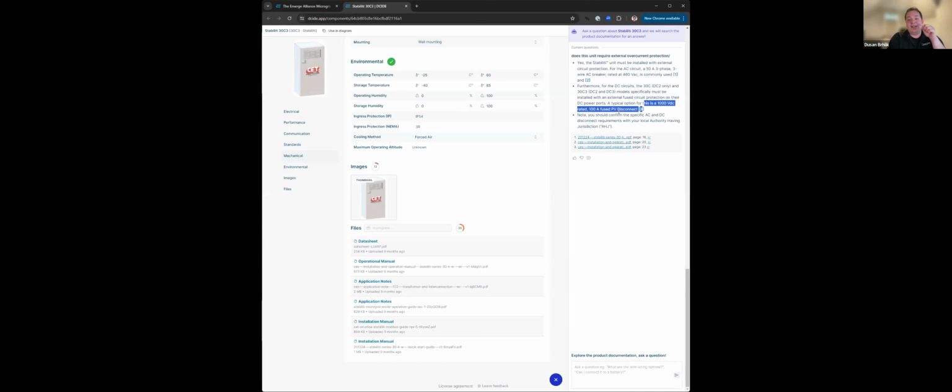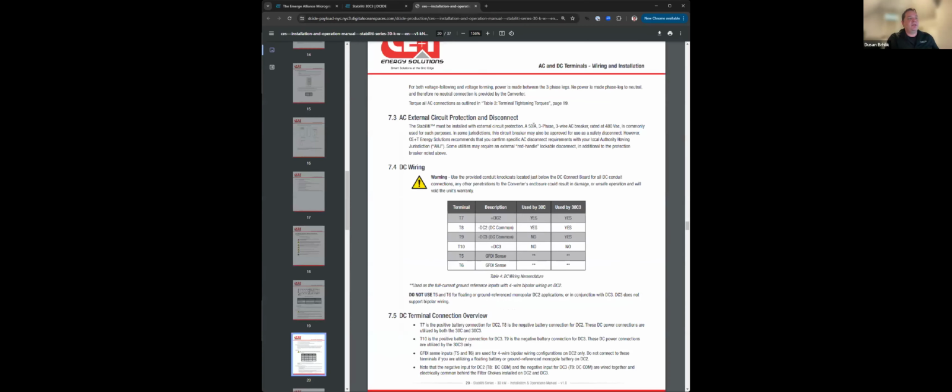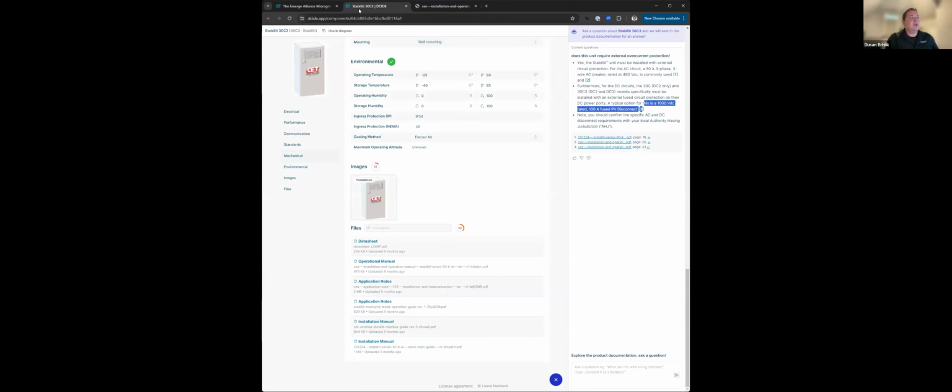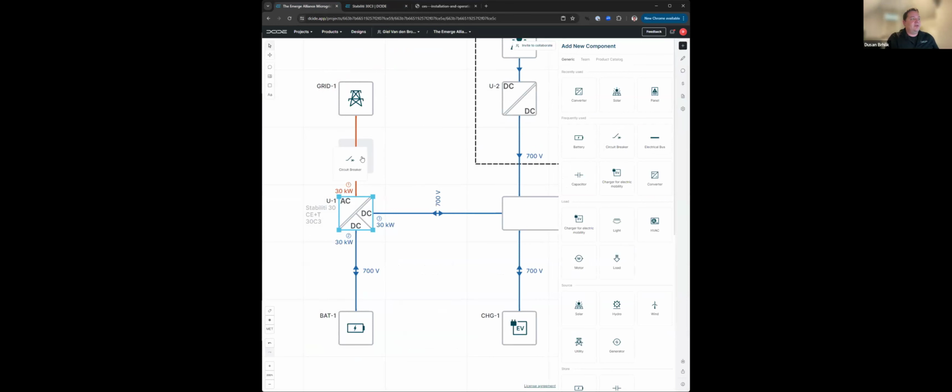Great. That is extremely useful. And if you want to verify where it's coming from, you can click these reference numbers and it actually pulls up the data sheet where this information is coming from. However, as a designer, you can now go back and drag these circuit breakers to your single line, because they are needed.